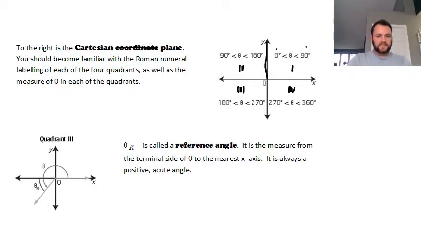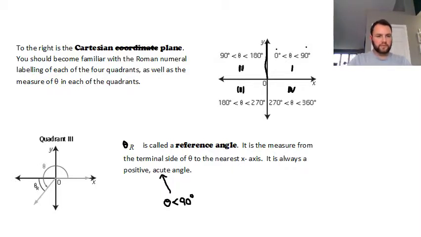This little symbol, theta, which we use as a symbol for angle, with a subscript r, is called a reference angle. It is the measure from the terminal side of the angle to the nearest x-axis. It is always a positive acute angle. And let's remember that acute means that the angle is less than 90 degrees. That's what acute means, so that's an important thing to remember. All of your reference angles are going to be smaller than 90 degrees.